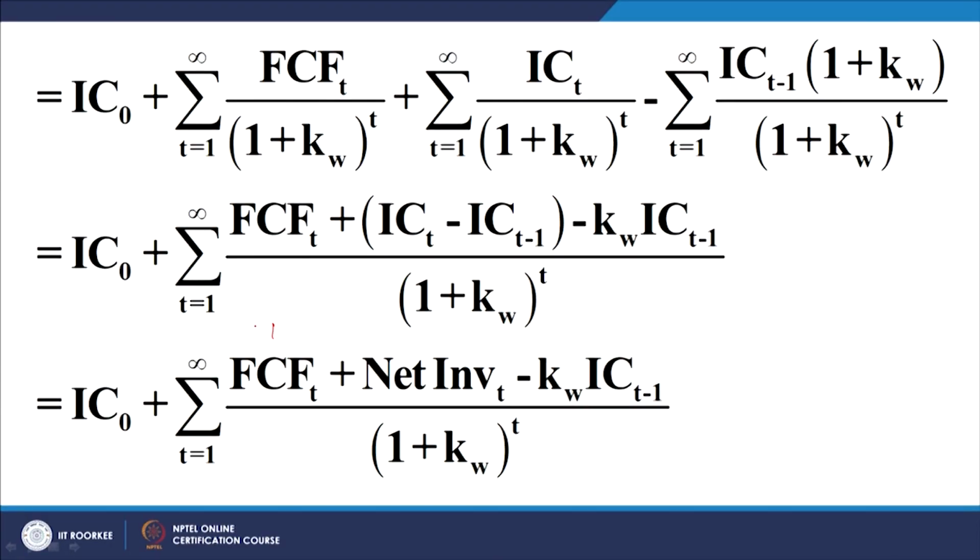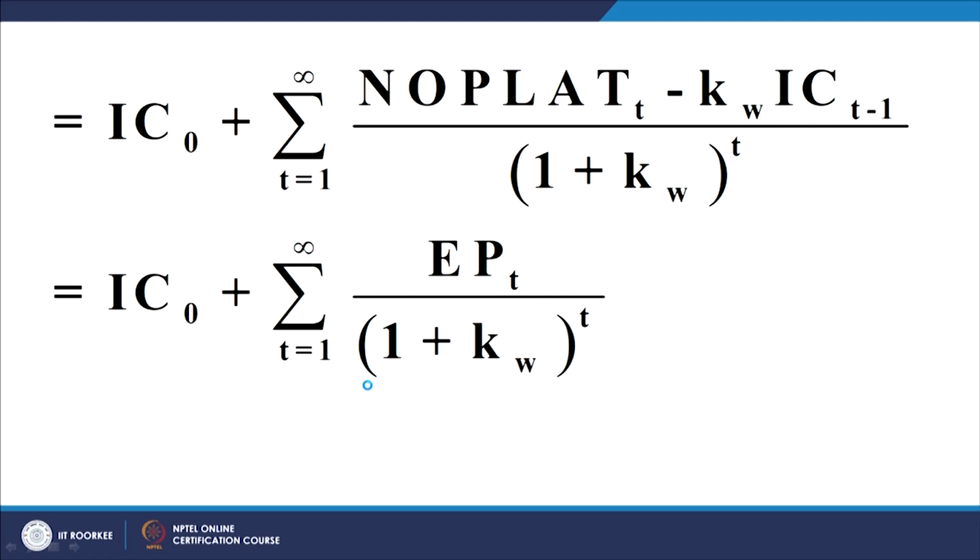The free cash flow for the year t plus the net investment for the year t will give me what? Will give me the total profit for the year t, which is called the NOPLAT. So, as far as the first two terms in this summation are concerned, term number 1 and term number 2, these two added together will give me NOPLAT, and therefore, the numerator becomes NOPLAT for the year t minus kW into ICt minus 1, which is the closing balance of invested capital of the previous year, and that is equal to the opening balance for this year. So, this expression will be nothing else but the economic profit for the year t.